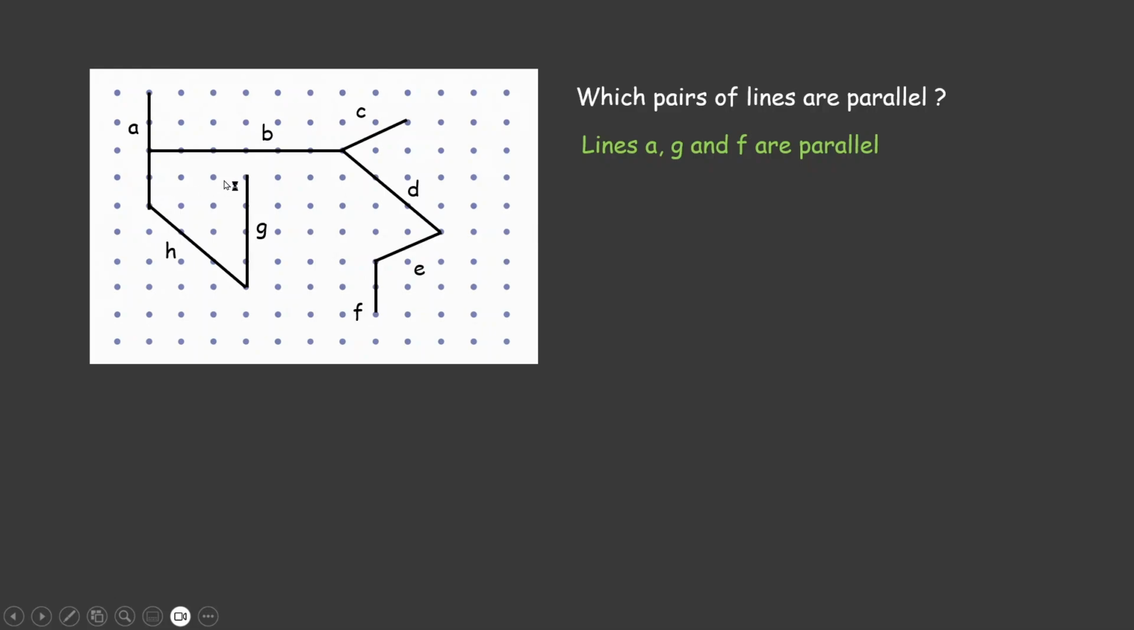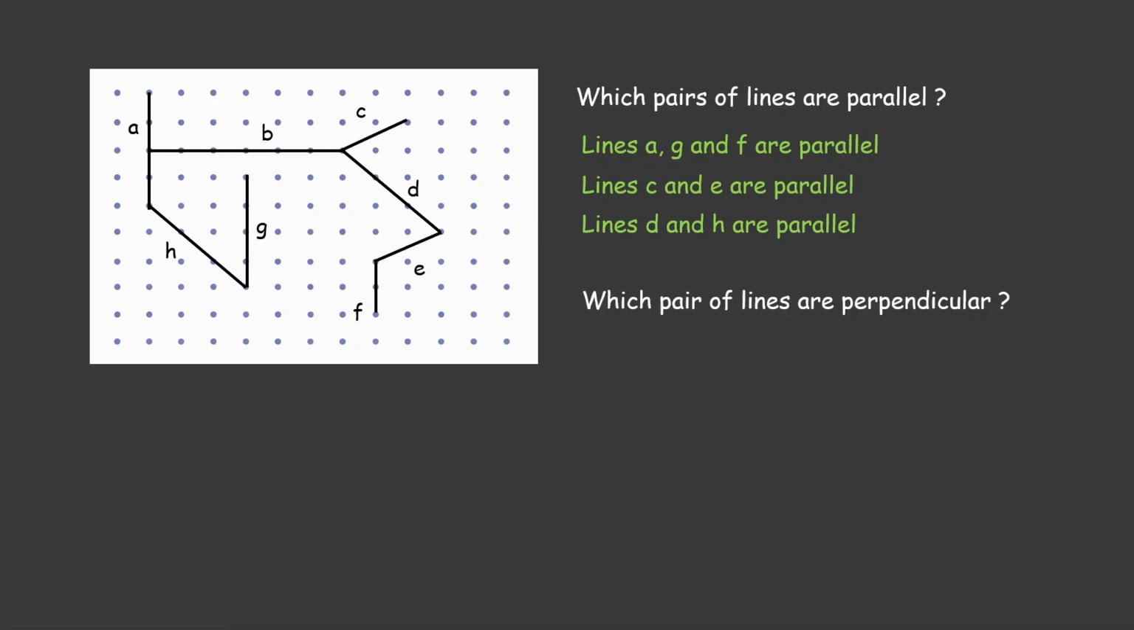Now through this note paper, we can easily recognize the parallel lines because look over here. In between these two parallel lines, there is a consistent gap, right? 1, 2, 3. The gap at every point is consistent. Now, if we were to extend this line, over here also the gap is consistent. So these lines A, G and F are parallel. Do we have any other pair? Yes. Lines C and E are parallel and lines D and H are parallel.